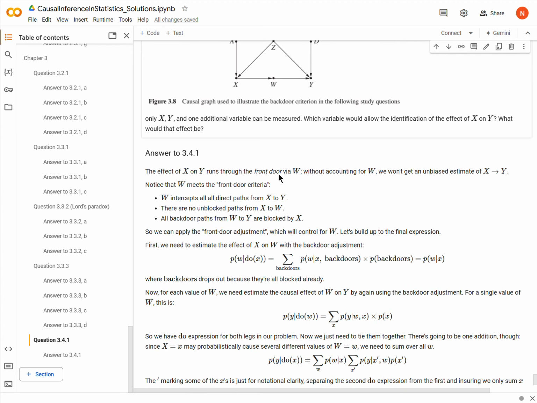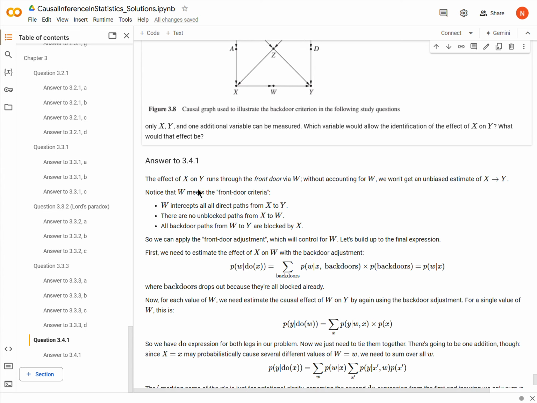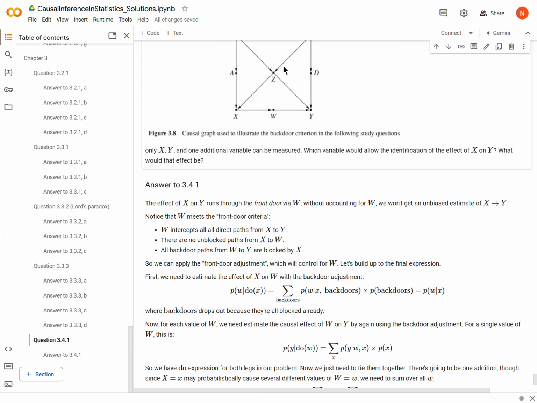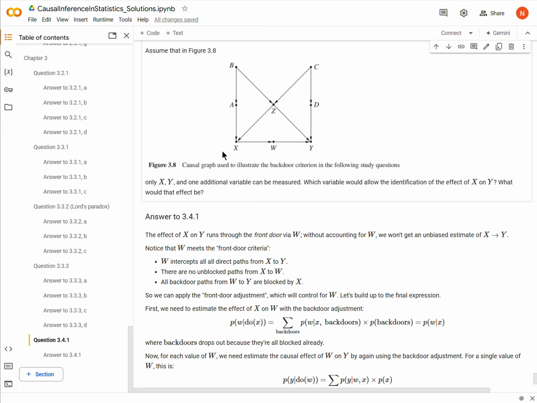Okay, what does that mean? Instead of conditioning on any of these backdoors, we're going to bypass the whole backdoor problem and just estimate the effect of x on y by accounting for the effect of x on w and the effect of w on y. That's called the front door adjustment. So how do we apply it? First we have to identify a set of variables that meets the front door criteria, and here that set is going to be one variable. It's going to be w.